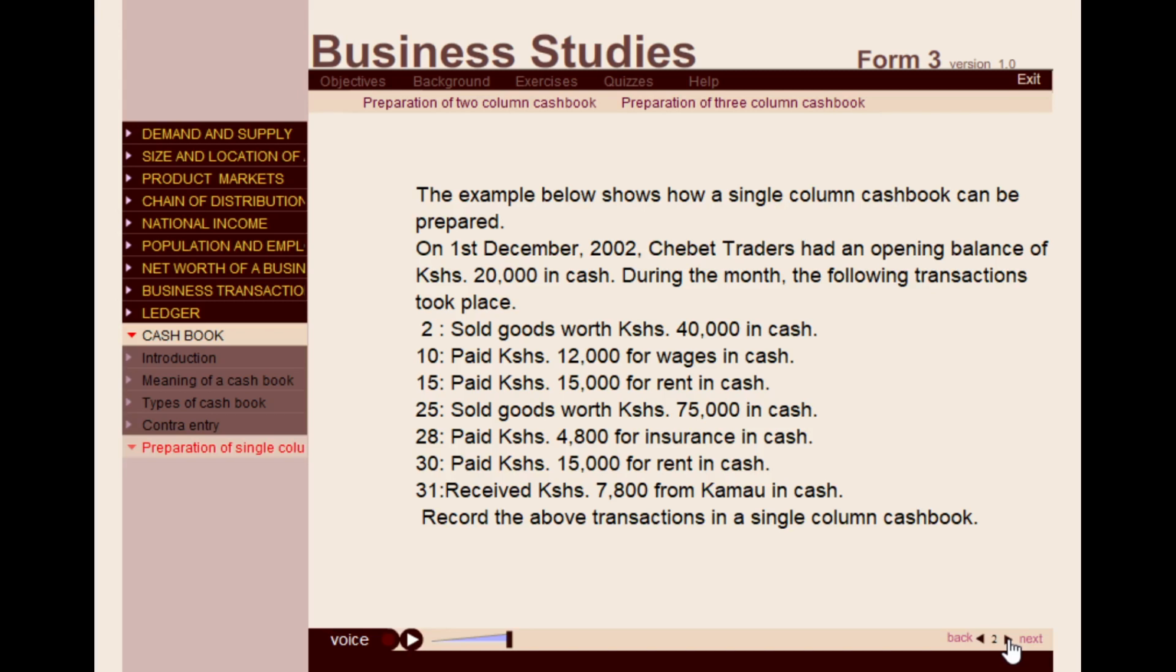December 15th, paid 15,000 Kenya shillings for rent in cash. December 25th, sold goods worth 75,000 Kenya shillings in cash. December 28th, paid 4,800 Kenya shillings for insurance in cash. 30th December, paid 15,000 Kenya shillings for rent in cash. 31st December, received 7,800 Kenya shillings from Kamau in cash. Record the above transactions in a single-column cash book.